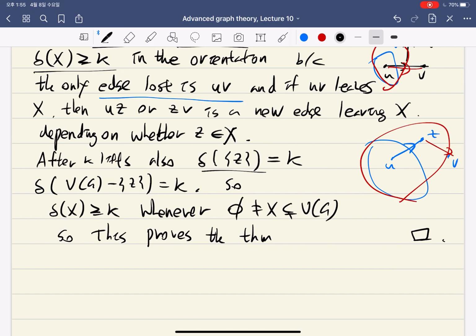So this finishes the proof of Nash-Williams' orientation theorem. So today we showed that when we have a 2kh-connected graph, then we can orient the edges so that the resulting graph is kh-connected.